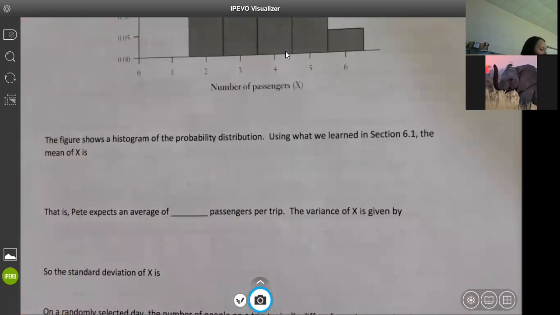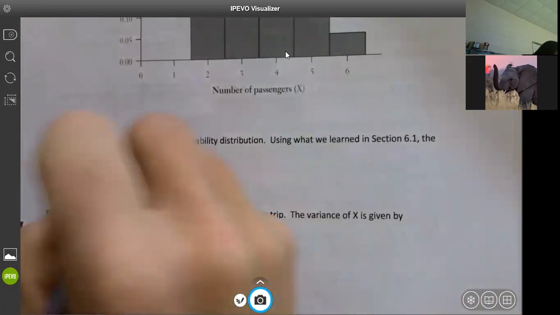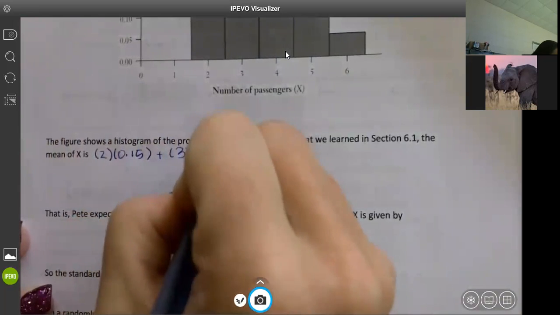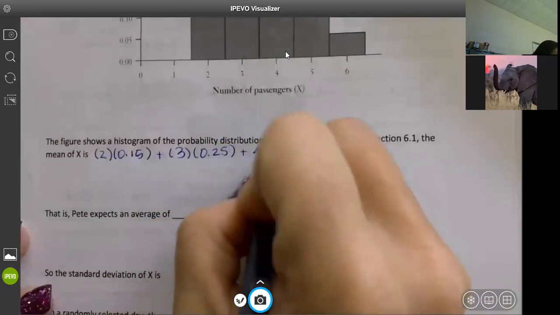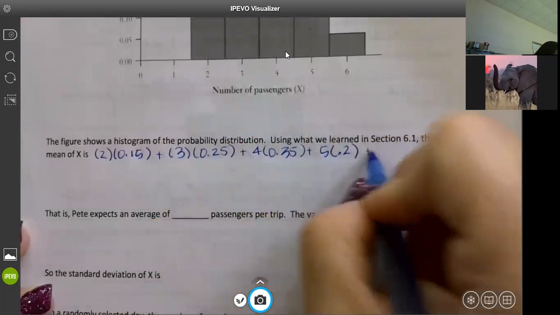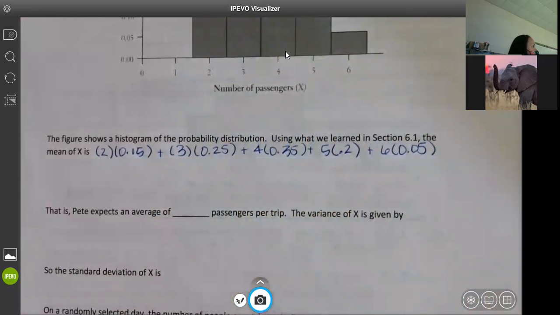Using what we learned in section 6.1, the mean of X is. So how do we get the mean from that chart? I taught you two different ways. First way was what? You multiply 2 by 0.15, and then you add 3 times 0.25, and then you add 4 times 0.35, and 5 times 0.20, and 6 times 0.05. Perfect. Or you put them in your calculator, one in L1, one in L2, and you do your one-var stats, but make sure that your frequency list is L2. Got it? So that's the only thing you have to change.